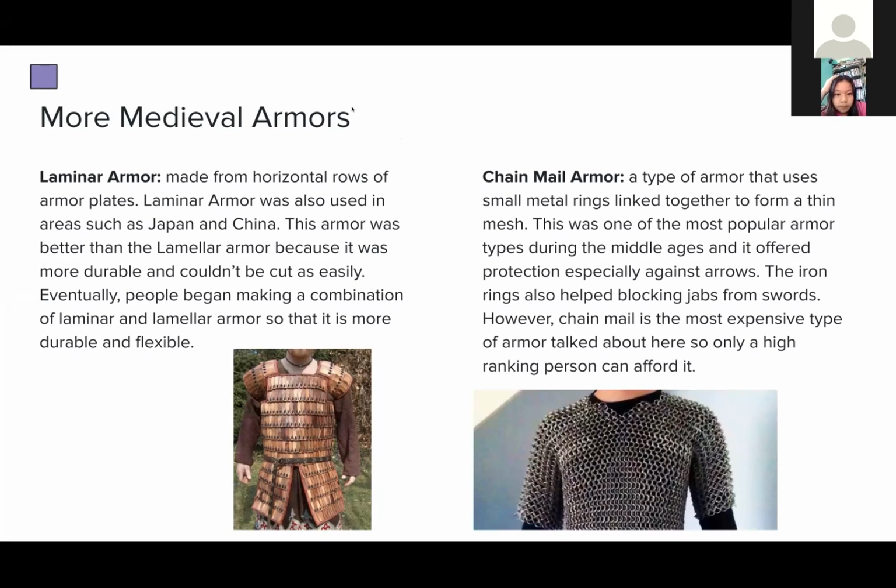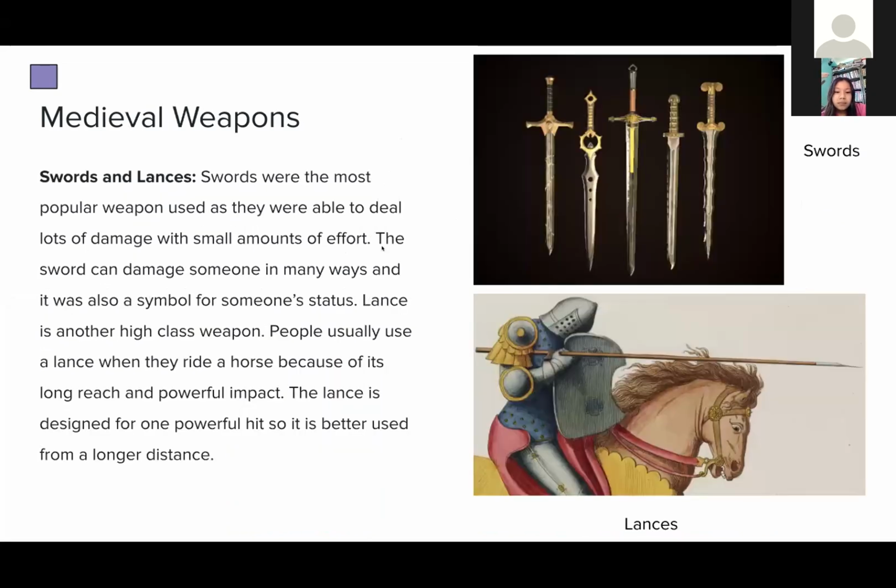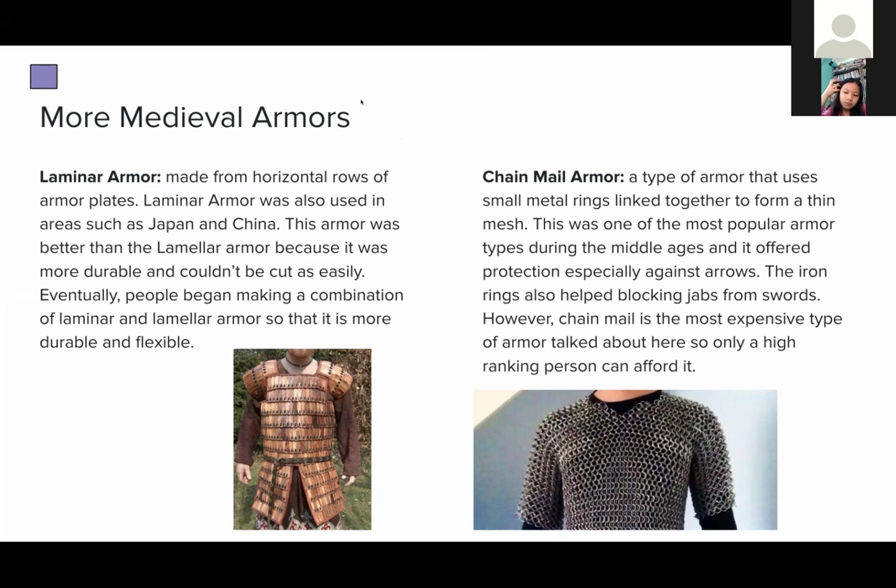It is a type of armor that uses small metal rings all linked together to form a thin mesh. And chainmail was generally pretty good against arrows and also helped to protect from swords, but against weapons such as spears or halberds or poleaxes, it was not as good. However, chainmail was also very expensive, so only a high-ranking noble or knight could afford it.